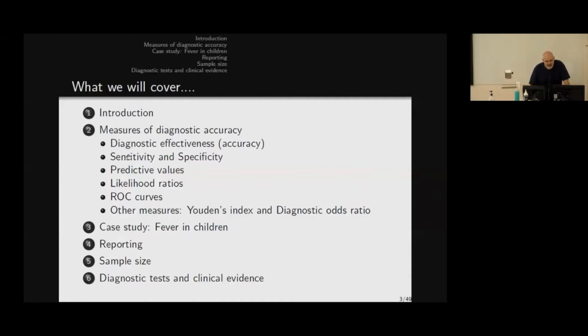So you can see diagnostic effectiveness, I've got accuracy in brackets, because people will often use that word specifically to talk about this aspect of diagnostic accuracy. And if you're confused already, that's because it's very ambiguous that the word accuracy is used in 2 contexts here. So I'm going to talk about diagnostic effectiveness, sensitivity and specificity, sometimes just called sense and spec. And I'm then going to go on to predictive values, likelihood ratios, and then I'll talk about ROC curves. I'll briefly mention a couple of other measures, Youden's index and the diagnostic odds ratios.